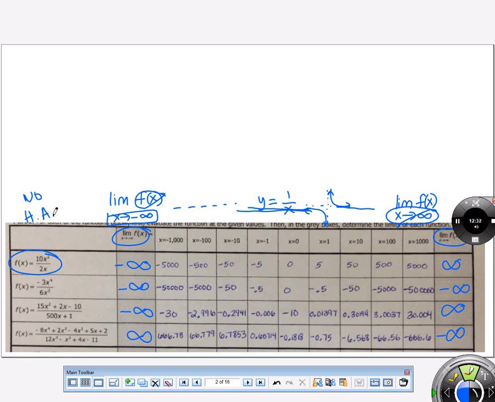Is it okay with you guys if I start using HA to mean horizontal asymptote? And I'm very lazy, I'm sorry. Okay. I know. If I do it, you can do it too. So it's fair.